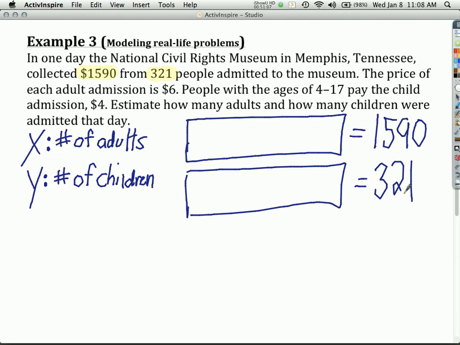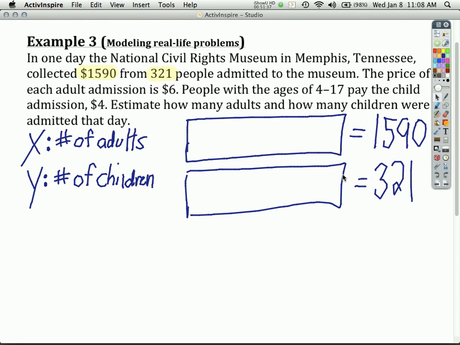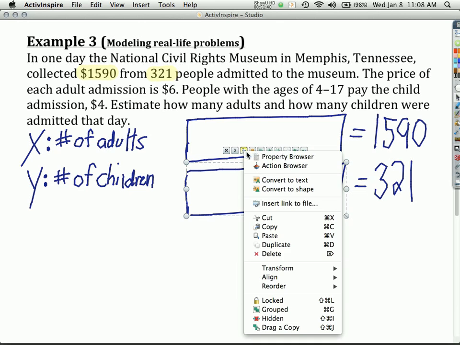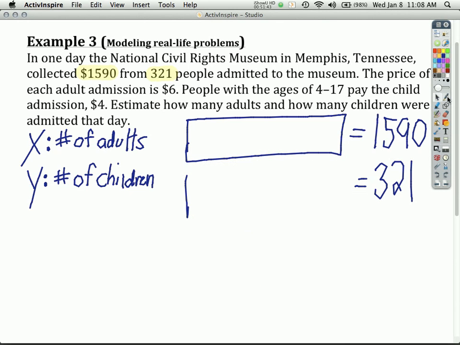Alyssa? Okay, and what is that being represented by? True, but I'm saying we already wrote down some representations for those things. That's right. So if we take the number of adults and the number of children and add them together, it must equal 321. So that's the simple one to set up. x plus y equals 321.